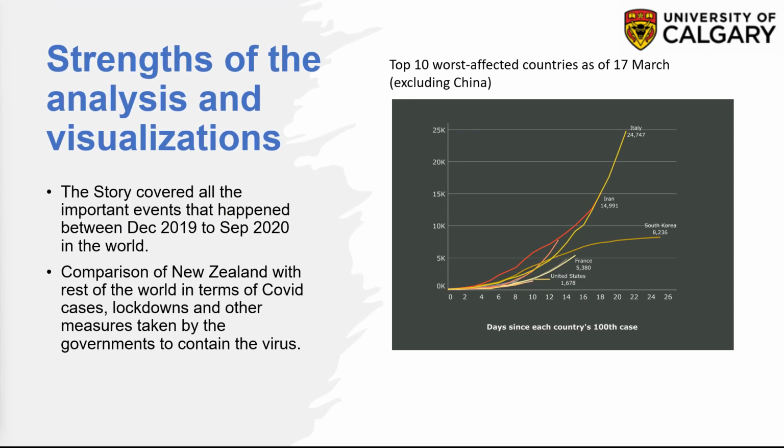Strengths of the analysis and visualization. So this story not only covered all of the important events between December 2019 and September 2020 in New Zealand, but also other countries in the world. It did pretty good comparisons of New Zealand with the rest of the world in terms of COVID cases, lockdowns, and other measures taken by the government to contain the virus.